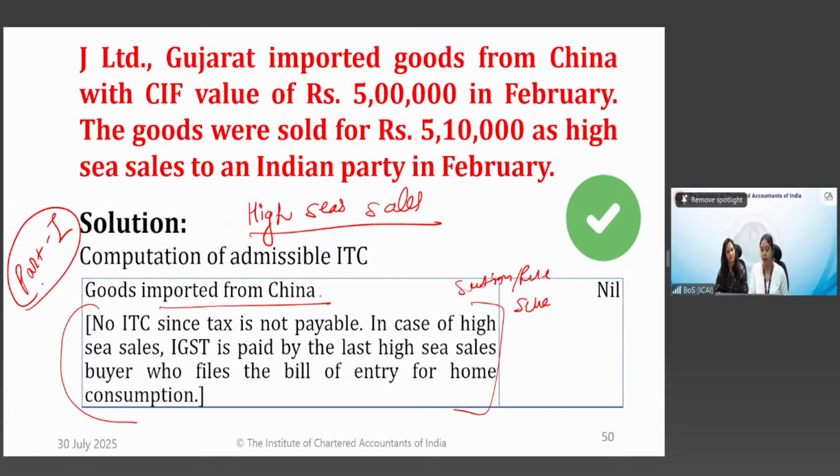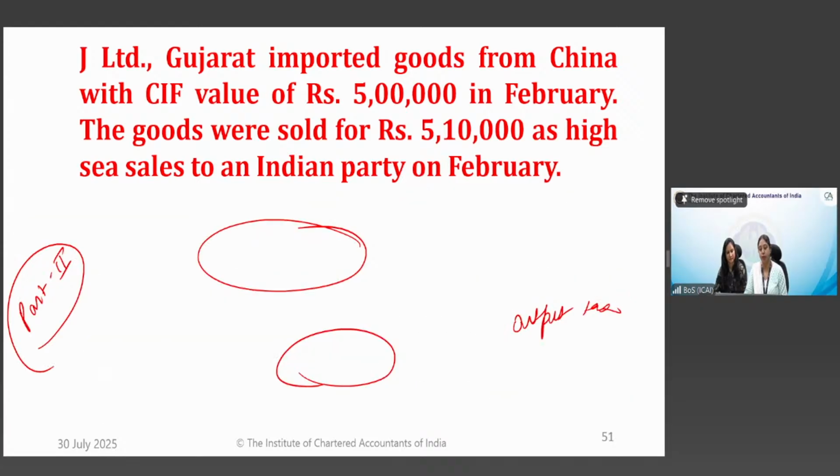ITC table. So here you will say ITC available नहीं है. क्यों? क्योंकि इस पे tax ही payable नहीं है. क्योंकि हाई सी सेल्स के अंदर IGST लास्ट बायर को, जो भी लास्ट पर्सन who will be clearing the goods for home consumption, he will pay.